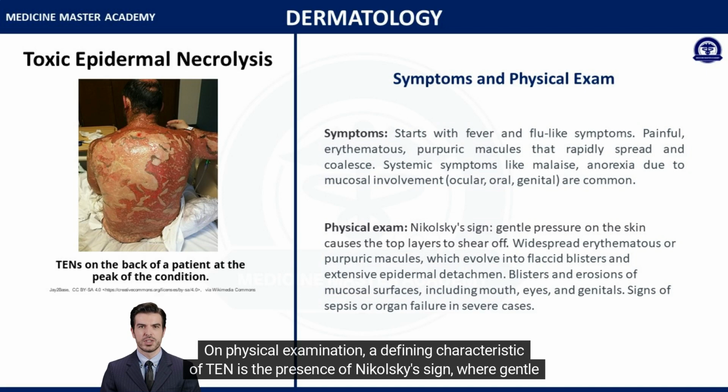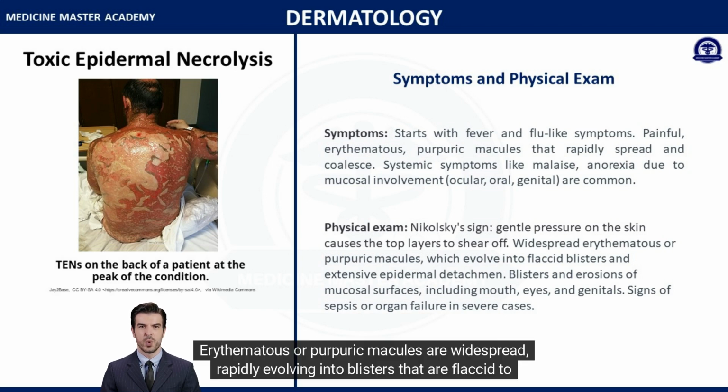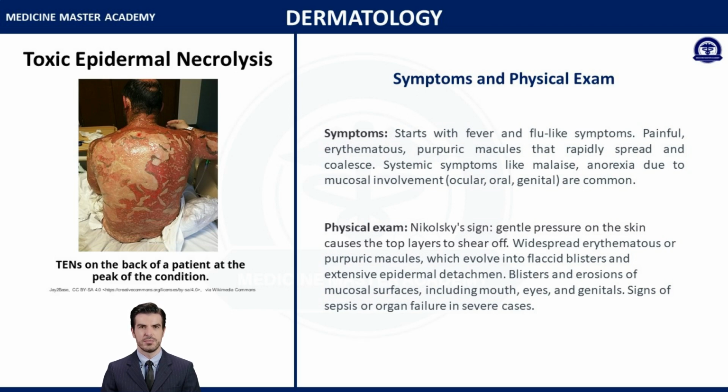On physical examination, a defining characteristic of TEN is the presence of Nikolsky's sign, where gentle pressure causes the top layer of the skin to shear off. Erythematous or purpuric macules are widespread, rapidly evolving into blisters that are flaccid to the touch due to their shallow nature, and eventually leading to extensive detachment of the skin. Mucosal surfaces, including the mouth, eyes, and genitals, often exhibit blisters and erosions. In severe cases, signs of sepsis or organ failure may be detected.